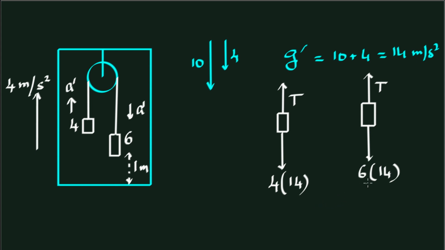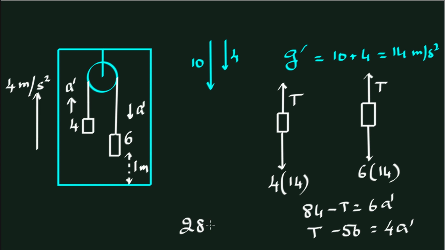So for the 6 kg block, 6 times 14, that is 84, minus T is equal to 6 times a prime. And for the 4 kg block, which in this frame is accelerating upwards, it's going to be T minus 56, that is 4 times 14, is equal to 4 a prime. If we add the two equations, plus T and minus T cancel, I have 84 minus 56, which is 28, is equal to 10 a prime.